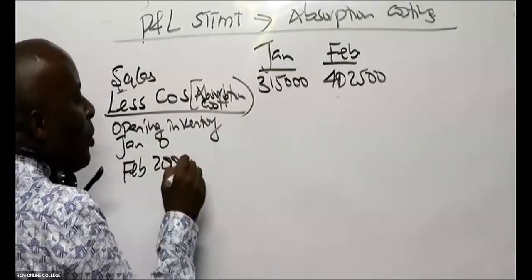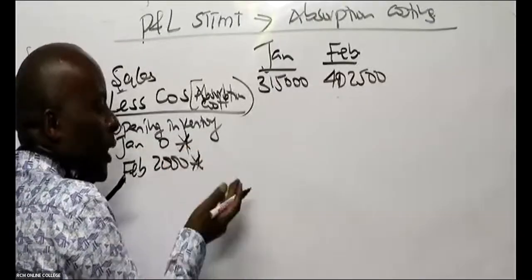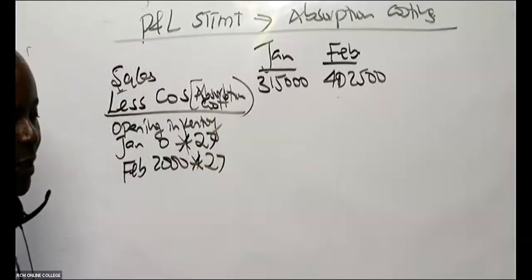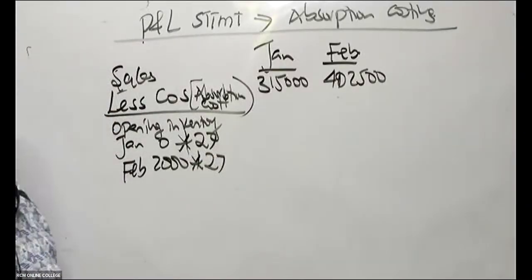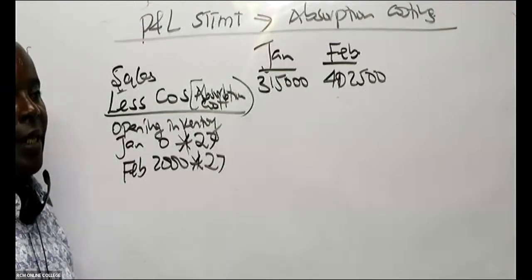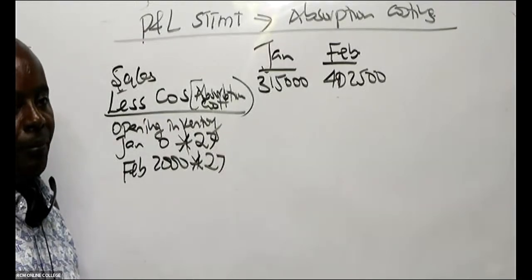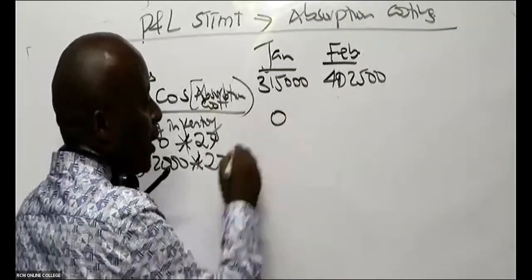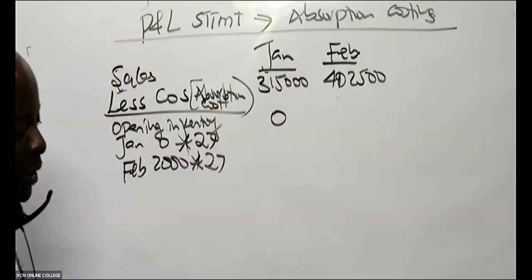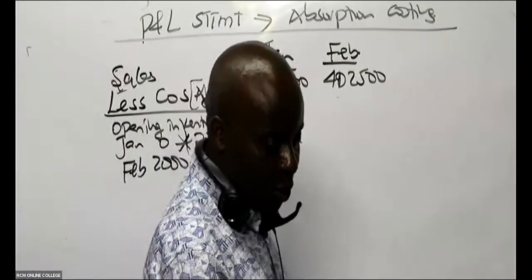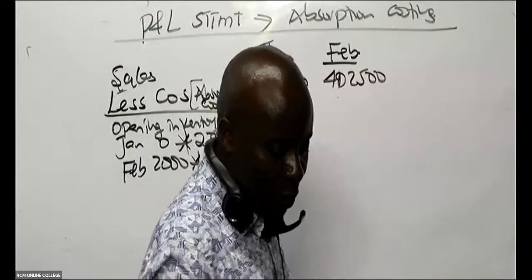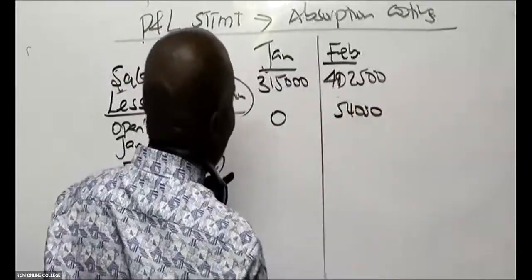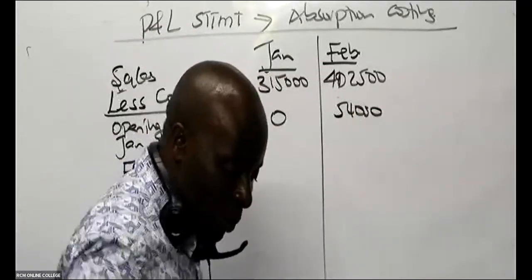And because you're using absorption costing, we know the cost per unit for inventory, which you gave me a figure of 27. So the first one will be 0, right? The second will be 2,000 times 27, which is 54,000. So that is opening inventory.